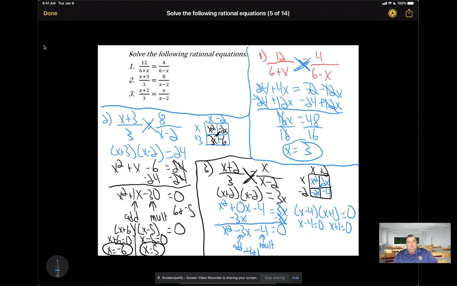So my first factor, x minus 4, my answer is going to be x equals positive 4 if I add 4 to both sides. And my second answer, x plus 1 equals 0, so my answer is going to be x equals negative 1. So just like number 2, number 3 also has two solutions, x equals positive 4 and x equals negative 1.